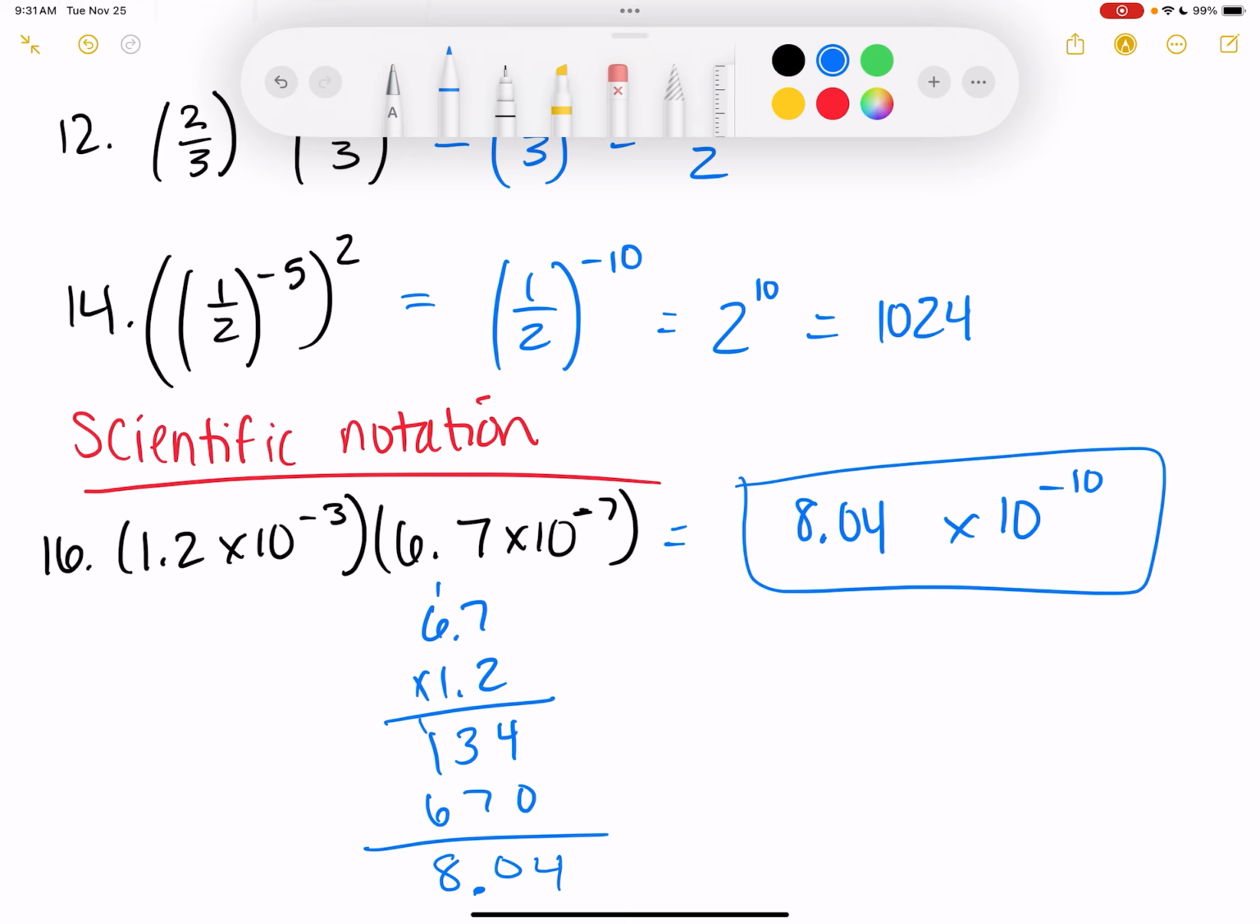Now, if the decimal place was not just after the first number, because scientific notation has to be after the first number, then I would need to move it and then move this around accordingly.